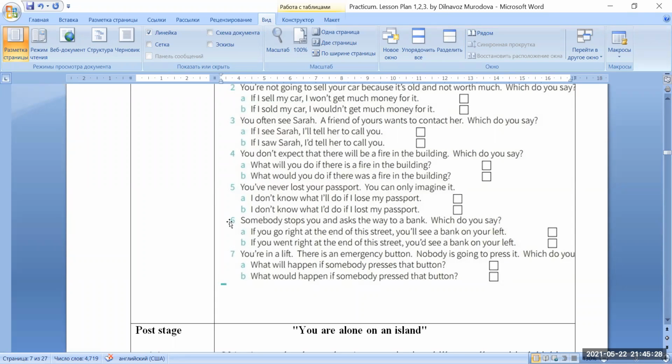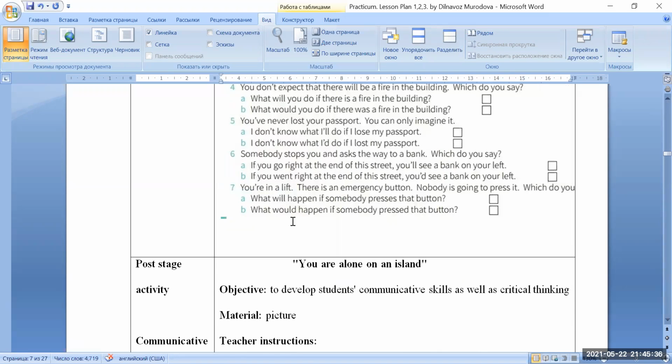And the sixth one, I think it is Aziza's turn. Yes, it's my turn. Number 6, somebody stops you and asks the way to a bank. Which do you say? A, if you go right at the end of the street, you will see a bank on your left. B, if you went right at the end of the street, you would see a bank on your left. I think this is A. Why? Is the situation real or unreal? Because this situation is real. Yes, and it might happen in the future. Okay.